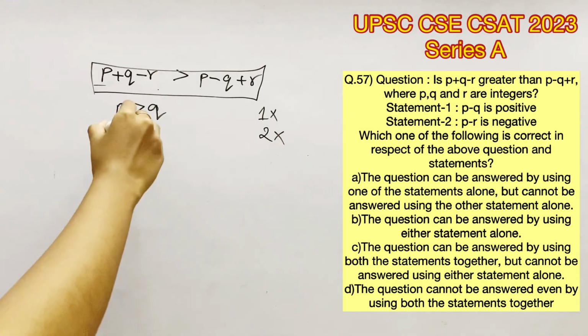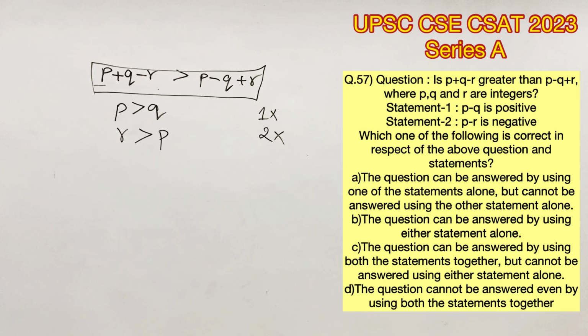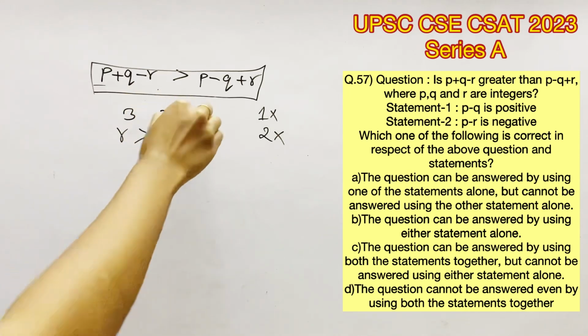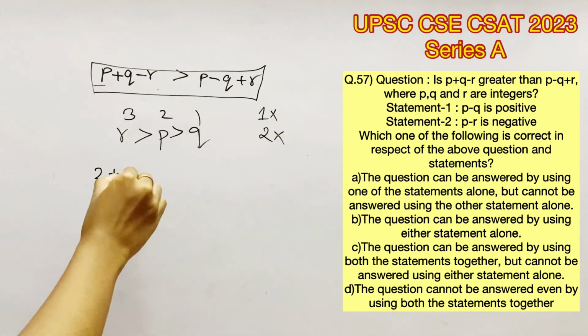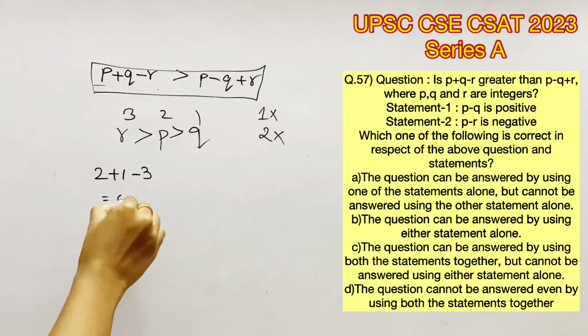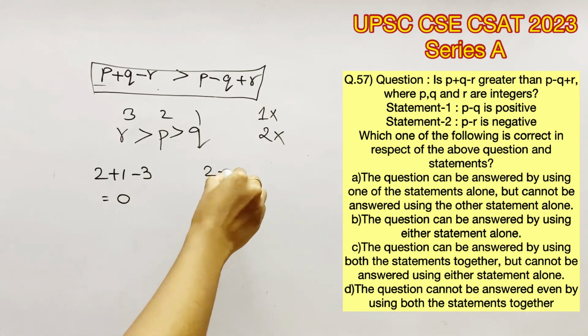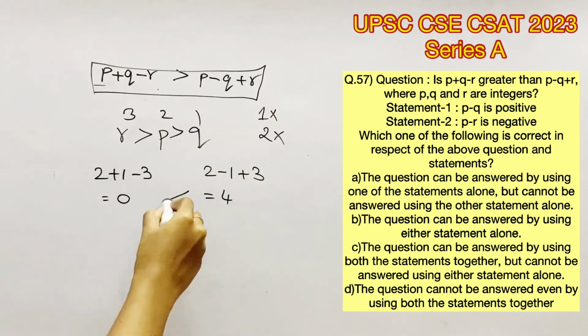Now let's combine both the statements and find out if they are sufficient to answer this question. Combining both statements, we get r is greater than p, which is greater than q. Now you can substitute any values. Let's take 3, 2, 1, and we can easily find out which one is greater. The first expression would be 2 plus 1 minus 3, that is 0. The second expression would be 2 minus 1 plus 3, that is 4. So the expression on the right is greater.